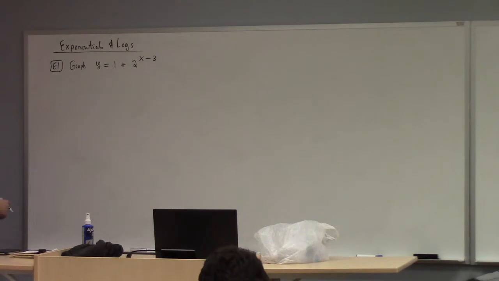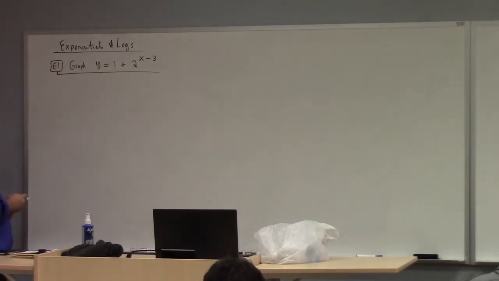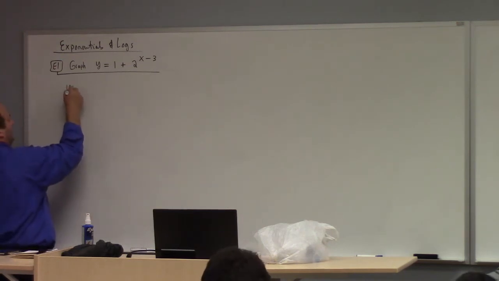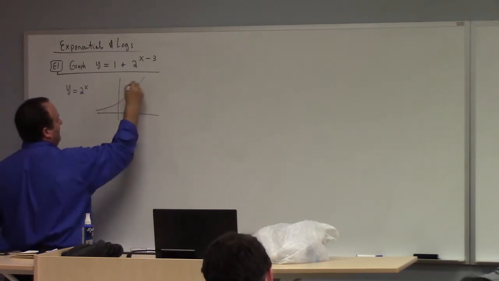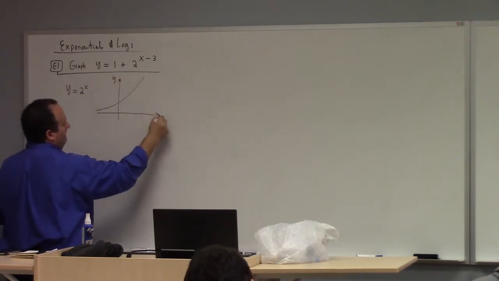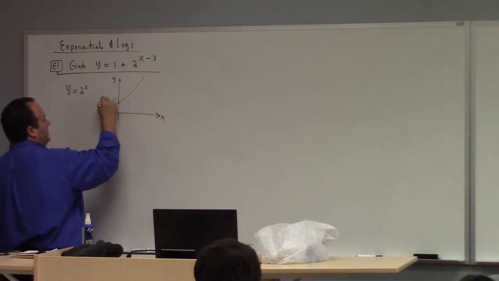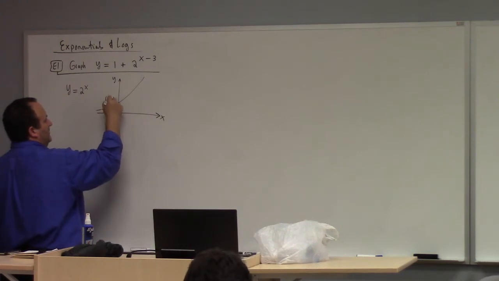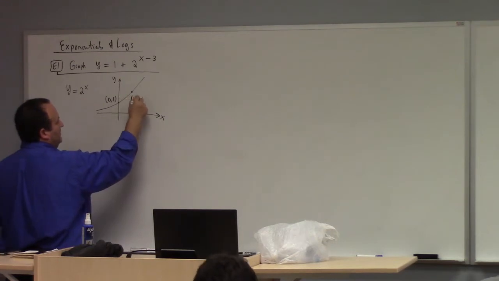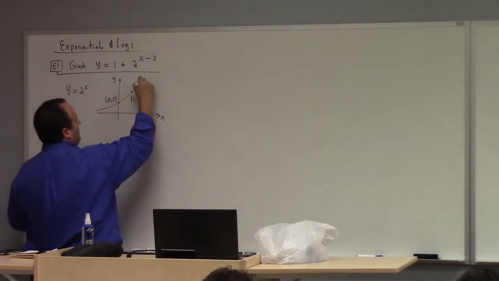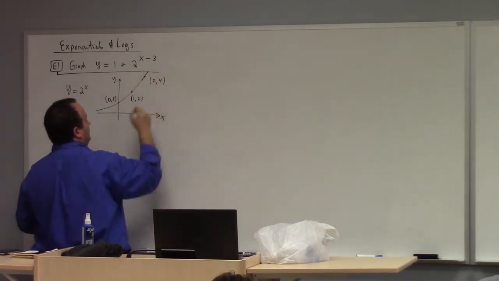All right. So the way I would graph such a thing as this is I would think about y equals 2 to the x. That has a graph that basically looks like this, right? It has a y-intercept of 1. So this point right here is, let's say, (0, 1). And it's got a point over here of (1, 2). And if I go over here further, it's got that point of (2, 4), right?